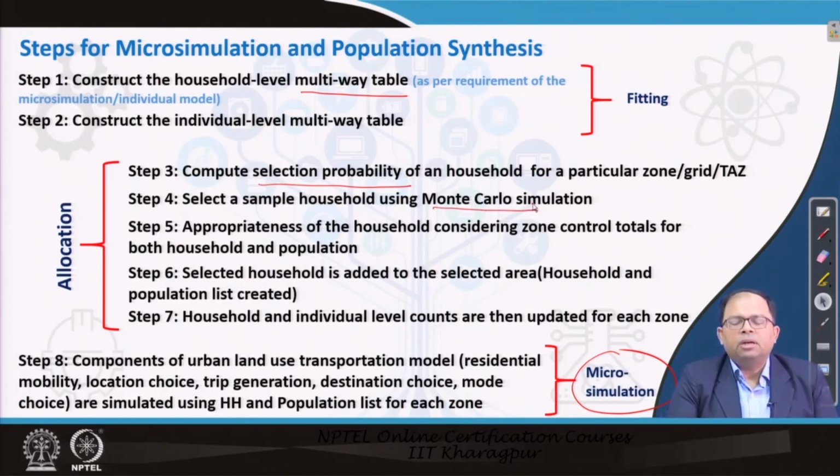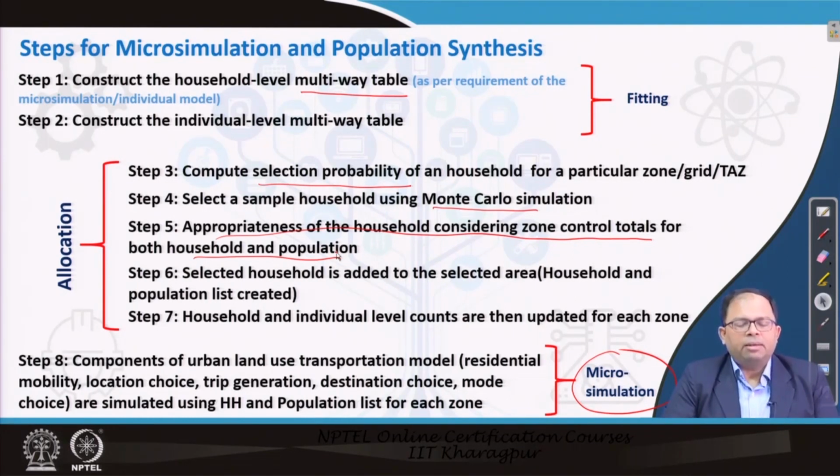So using Monte Carlo simulation, we can select some samples from the entire data set which adhere to this kind of probability. And then we also need to determine the appropriateness of that household, considering zone control totals for both households and population. That means once we select a sample, we need to check whether this group that we are selecting is consistent with the control totals for that particular zone, and we need to check both for the household and for the population.